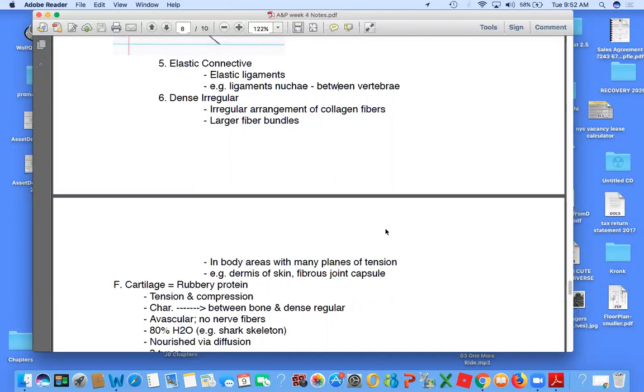In other words, the layer underneath your skin. You want it strong, that's why it's dense. And it's irregular because it's not all in one direction. You don't want to just pull one way. You want it to be able to go in many directions.